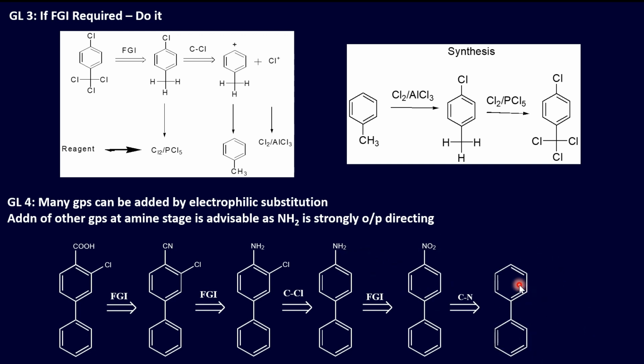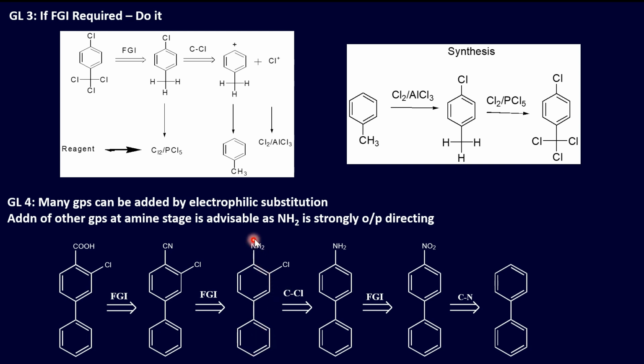Biphenyl I'll take as the starting material. I'll nitrate it using nitric acid and sulfuric acid. I'll get the corresponding nitro derivative. Then I'll reduce it to give amino group. Then treat with chlorine and AlCl3. It will be ortho-para directing and at the ortho position the chlorine group is attached as the para position is already blocked by phenyl.